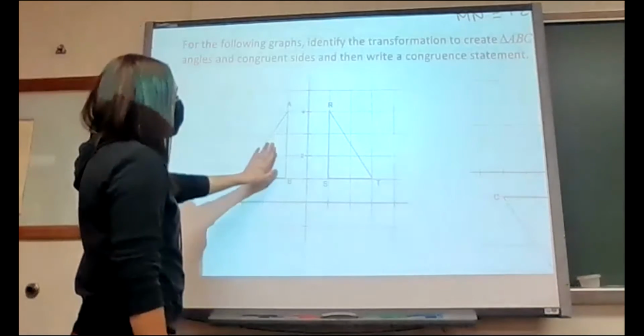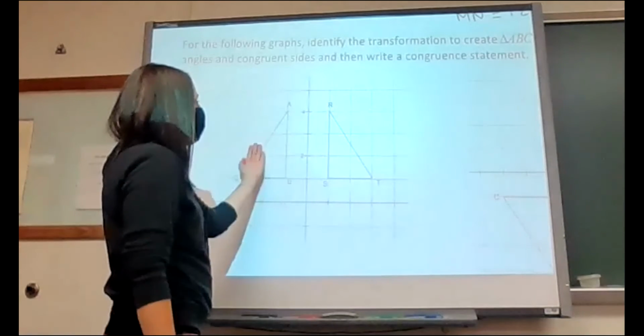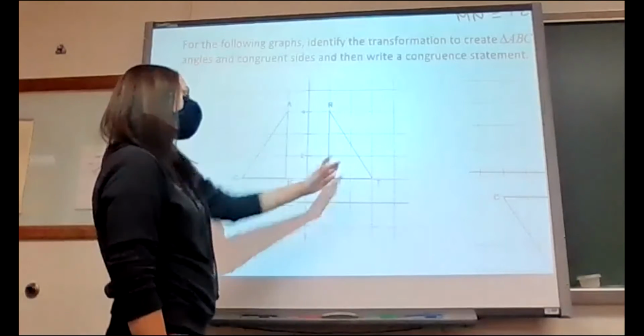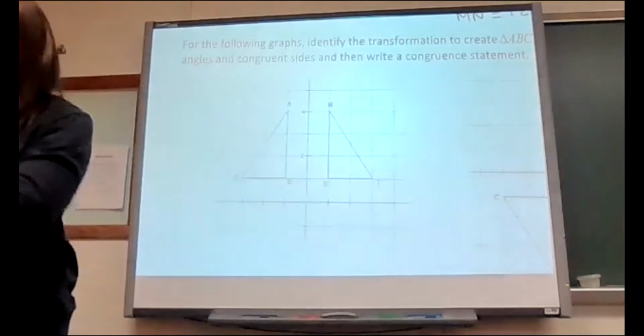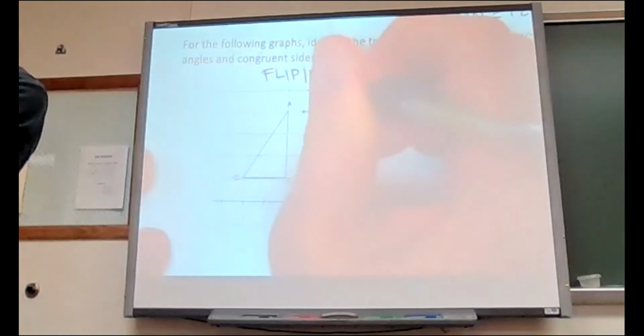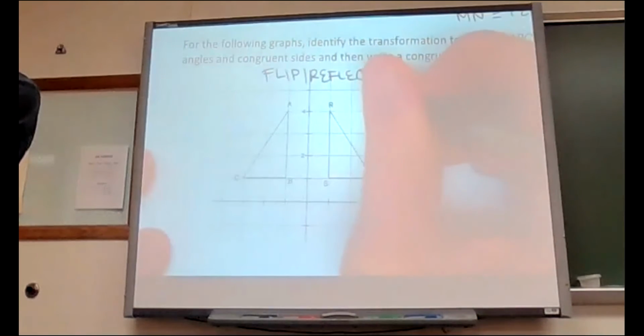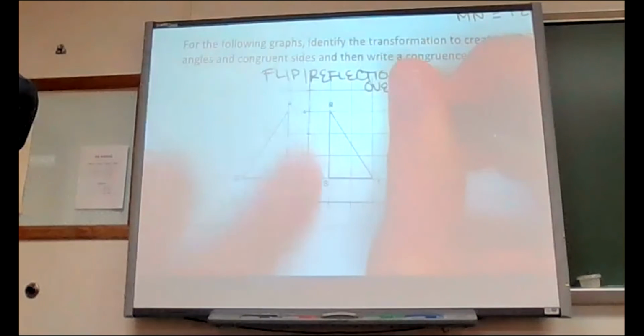What happened to ABC to get here? It's like a flip, yeah. Really, it's a reflection, okay? So it was a flip or a reflection over the y-axis.